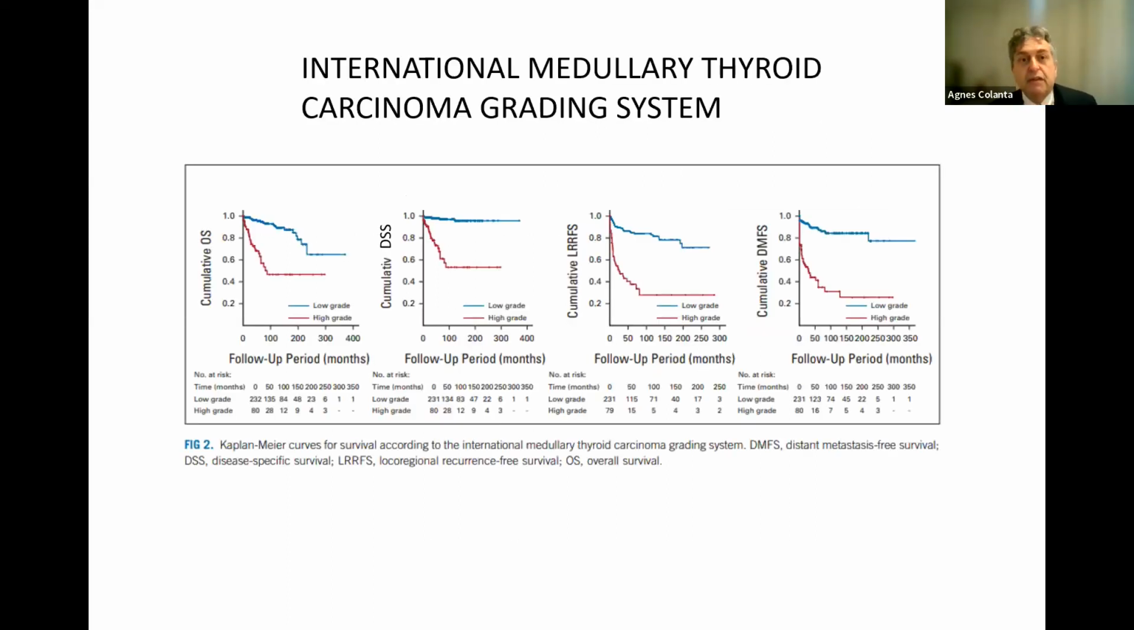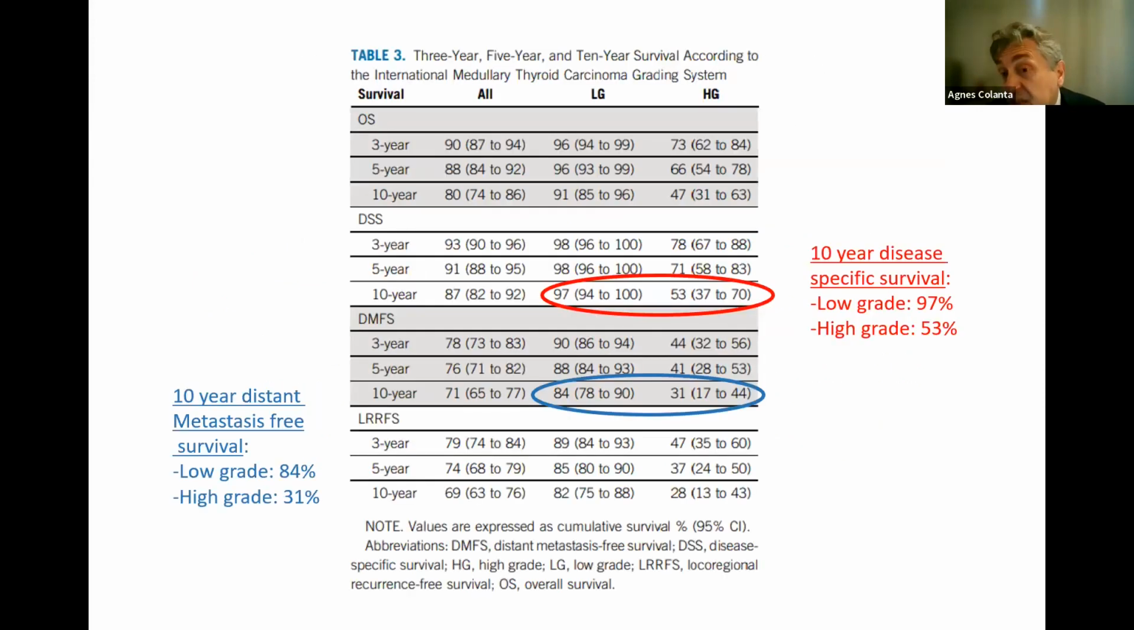When you look at the data for this International Medullary Thyroid Carcinoma Grading System, it's very clear that in every survival endpoint, whether it's overall, disease-specific, local regional, or distant metastasis-free survival, it's separating the patients very well. Just to give you numbers, the 10-year disease-specific survival for low grade is 97%, and it drops to 53% with high grade. The 10-year distant metastasis-free survival for low grade is 84%, and it drops to 31% for high grade.